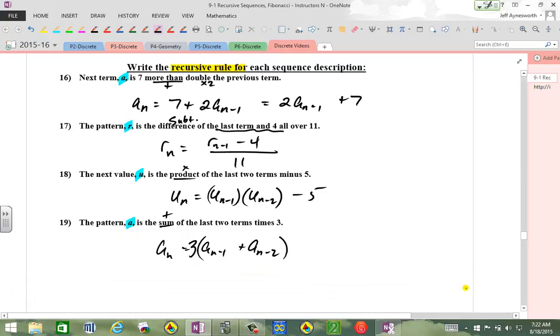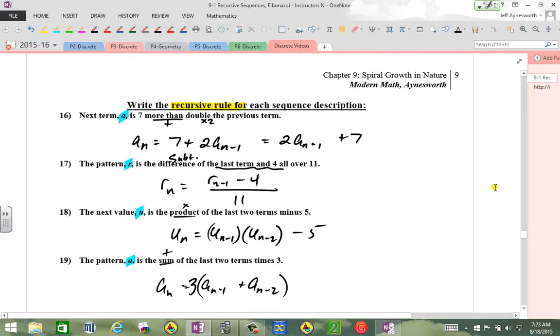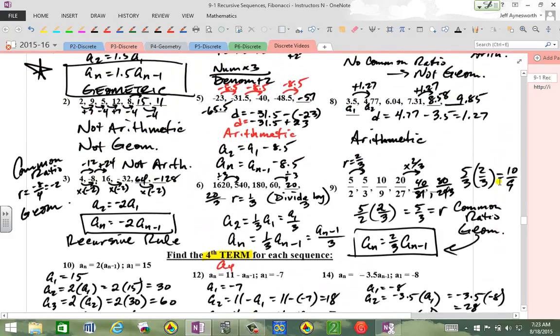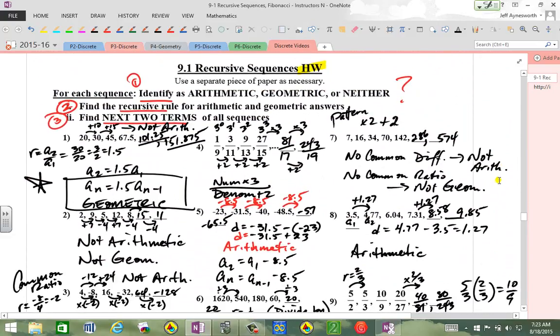All right, and that's all there is to it, guys. You just got to get used to writing it recursively. And like it's a video, so you can always pause, play, rewind it, and listen to it again. And there's your recursive homework there in section 9.1.